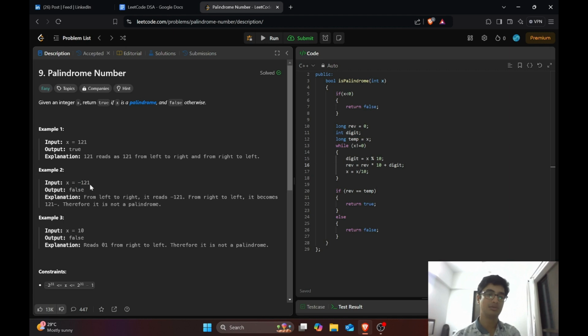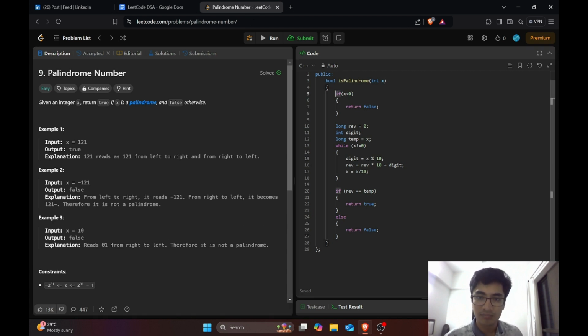So look at this. Minus 121 is not a palindrome number. Why? Because the minus sign comes over to the right side when we reverse it. From left to right it reads as minus 121, and from right to left it becomes 121 minus. So it is not a palindrome. Essentially, a negative number is not a palindrome, right?